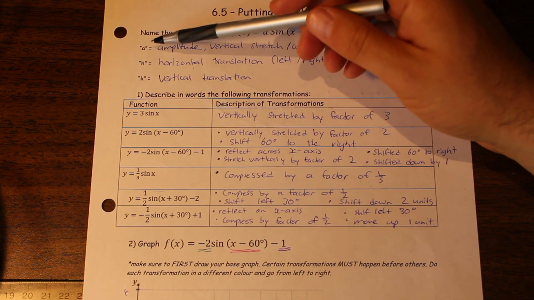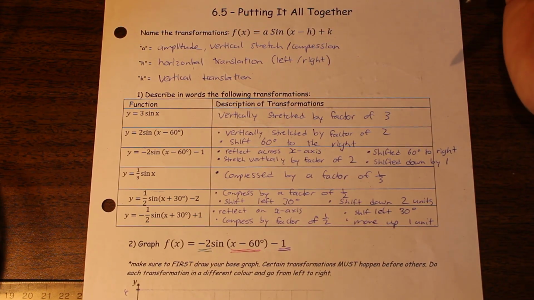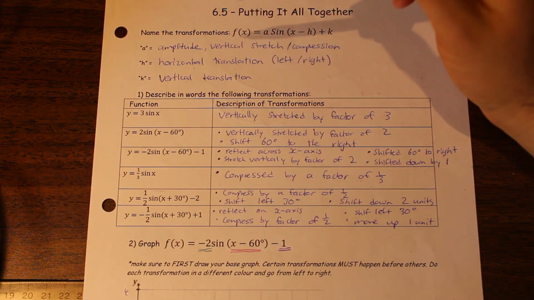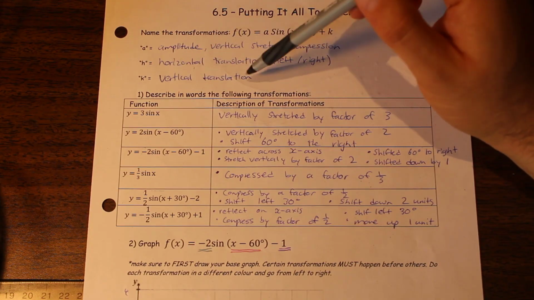So very quickly, the A value stands for amplitude. That's a vertical stretch or compression, also known as dilatation. The H value is a horizontal translation, and the K value is a vertical translation.